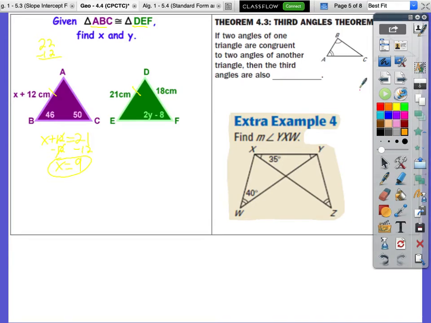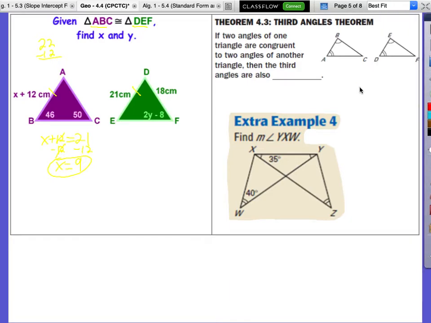So, we need to find y. How can we find y? Eric. Okay, C and F are congruent. They correspond. So how does it help us? It lets you know that 2y minus 8 equals 50. Very good. That means congruent means they're equal. So if they're congruent, we set them equal. So 2y minus 8 is equal to 50.